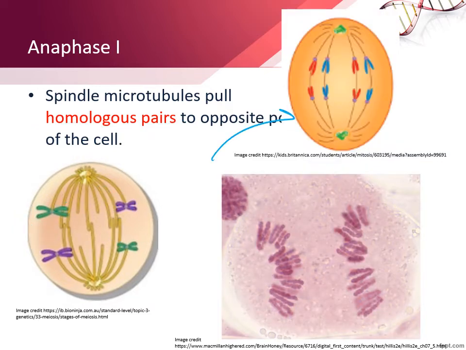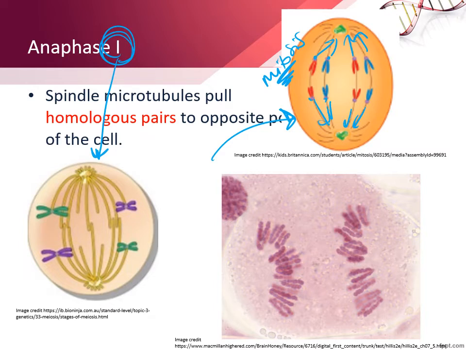And here's just another look at anaphase in mitosis versus anaphase one in meiosis. So again, here's those centromeres. They're getting ripped apart in mitosis. Those single chromatids are getting pulled to opposite poles of the cell. Here in anaphase one of meiosis, we're keeping those pairs, we're keeping the chromatids together, but we're separating the homologous pairs of chromosomes. So dad goes one way, mom goes the other.